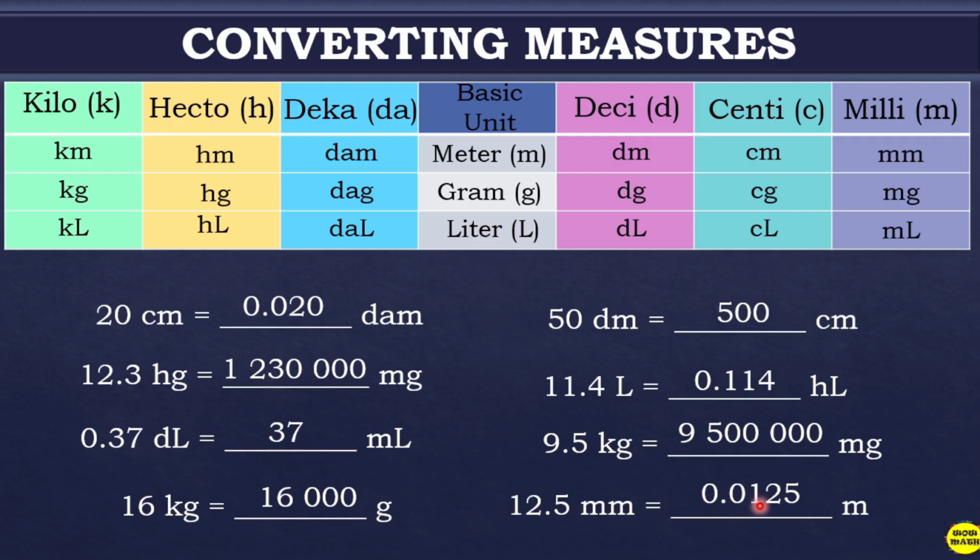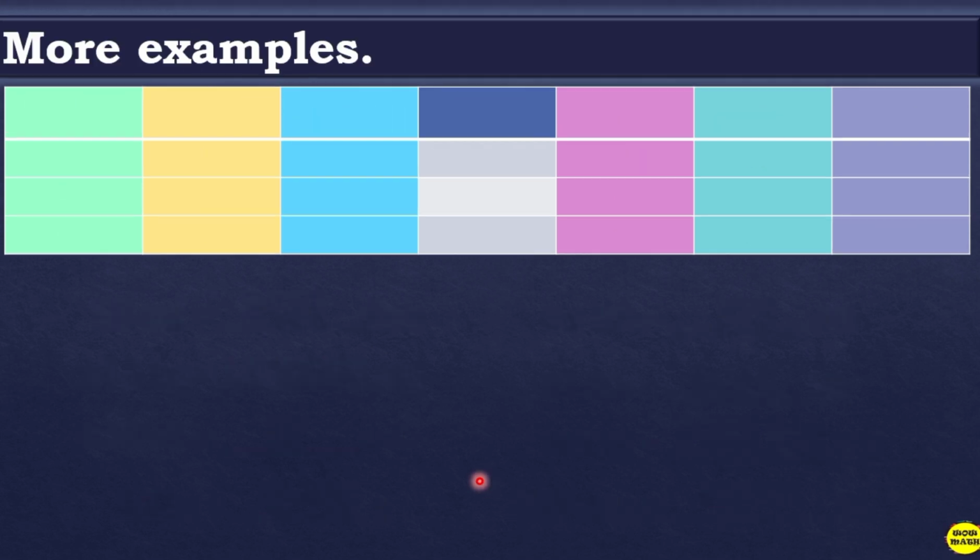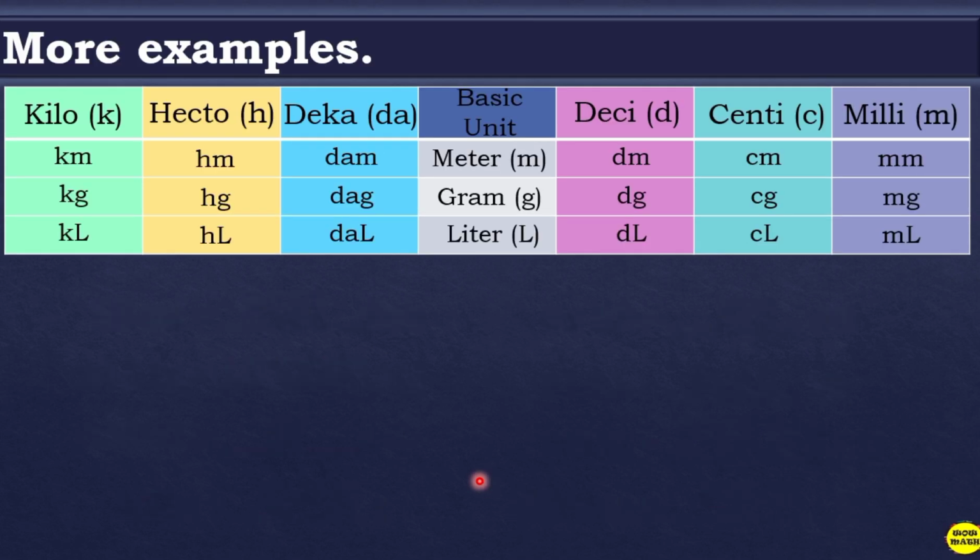Let me repeat, 12.5. Here it is. So, three moves going to the left, right? Because we are going from millimeters to meters. So, from here, three. 1, 2, 3. That's how it is. Okay? Let's have more examples. So, same again. We should remember our prefixes and the basic units.